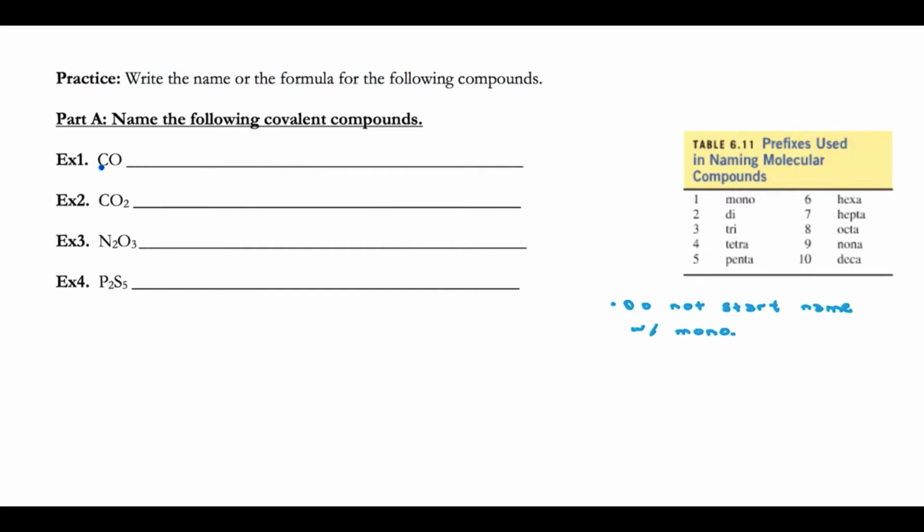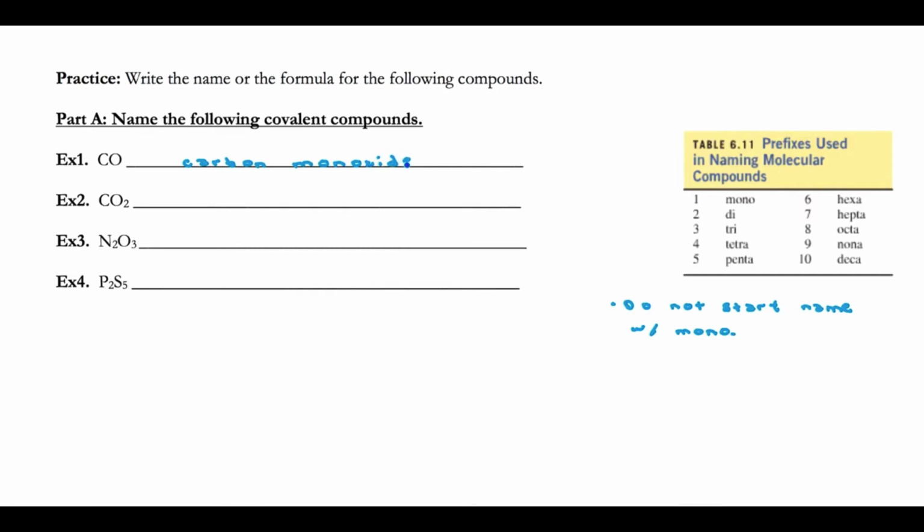So CO, I've got 1 carbon. Yes, it might be tempting to write monocarbon, but we're not going to because we do not start the name with mono. So it's just going to be carbon. And you have 1 oxygen. So this is going to be mono, so mon, and then just like with ionic compounds where you get rid of the ending for the second atom and add an IDE ending, that's what you're going to do here. So it's going to be monoxide.